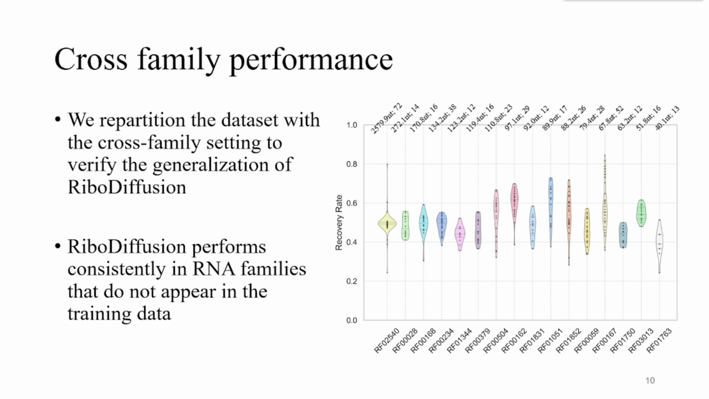Then, we dive into a more comprehensive analysis of RiboDiffusion. To evaluate cross-family performance, we repartition the dataset with the cross-family setting to verify the generalization of RiboDiffusion. We obtain the RNA family corresponding to the tertiary structure from the RFAM database, then randomly select 4 families for testing and others for training. RiboDiffusion performs consistently in RNA families that do not appear in the training data.